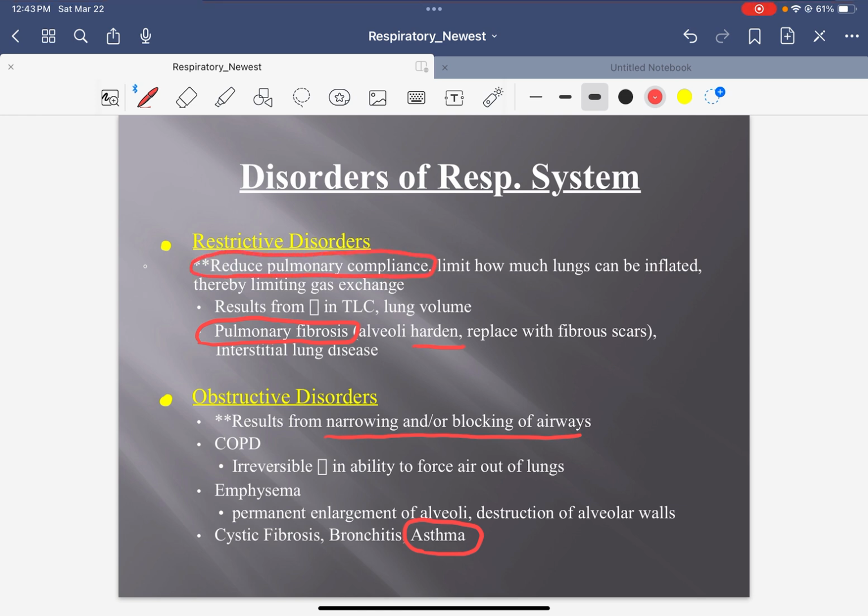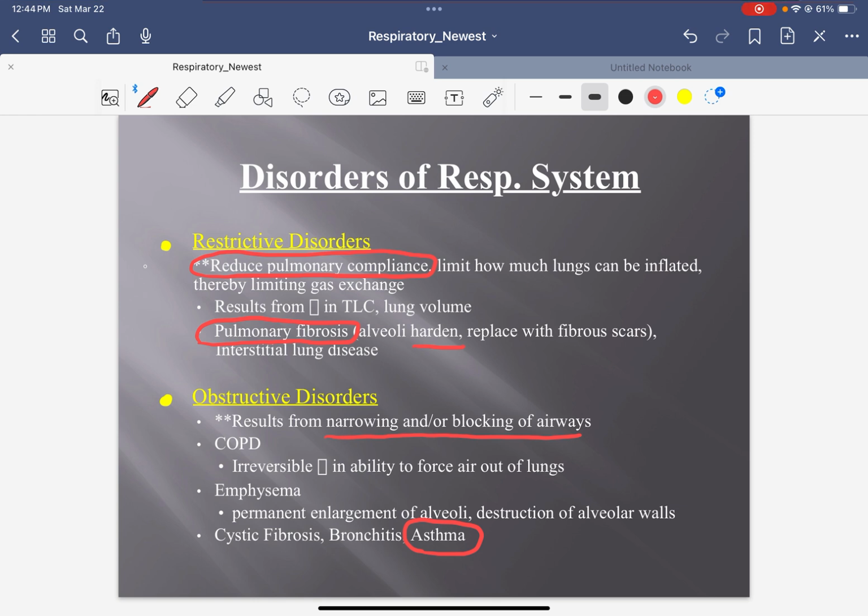Compliance is a fancy word, but it means something rather simple. A compliant lung, having compliance, means that the alveoli are able to expand and recoil. We want the alveoli to be somewhat elastic and stretchy. We want the alveoli to be able to expand and then recoil. That's a proper compliance. In a restrictive disorder, the alveoli might be hardened. If an alveolar membrane is hard and scarred, it cannot expand and recoil.